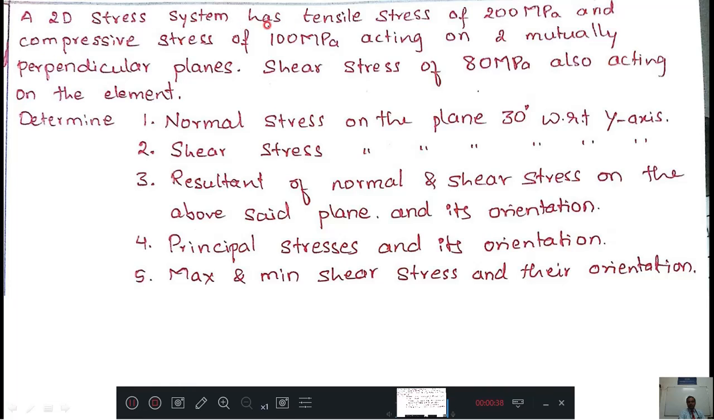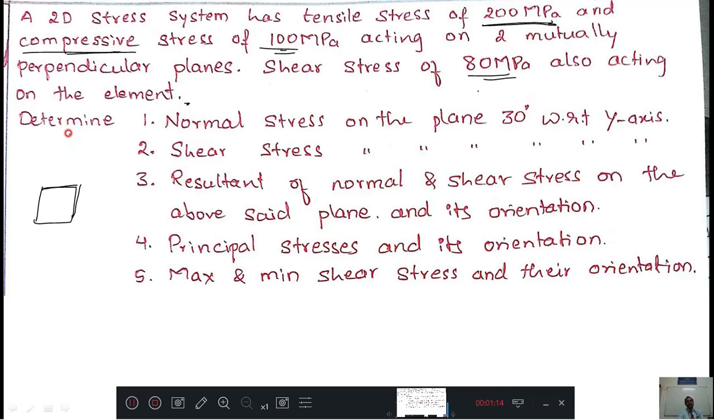A two-dimensional stress system has a tensile stress of 200 MPa. 2D stress system means what? This is your stress system. In this one, tensile stress is 200 and compressive stress is 100 MPa. Okay, very important. Compressive stress is 100 MPa, acting on two mutually perpendicular planes. Okay, right. This is one plane, this is another plane. Both are mutually perpendicular planes. Shear stress of 80 MPa is also acting on the element.